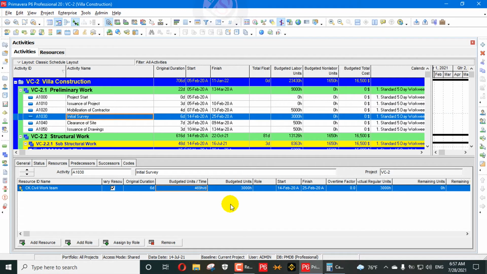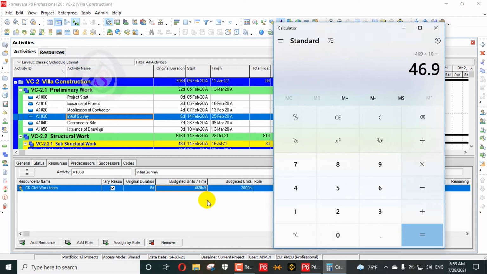So how much percentage per day, per unit time, is required to complete that job? You have to multiply 469 by 10. You will get 4690 for that one. So I multiply the day hours with it, 4690, by 10, and it will give you the original percentage here.